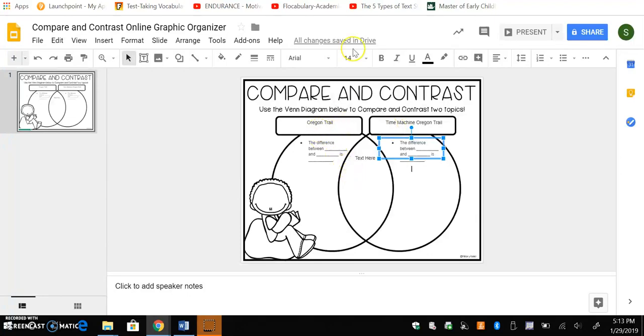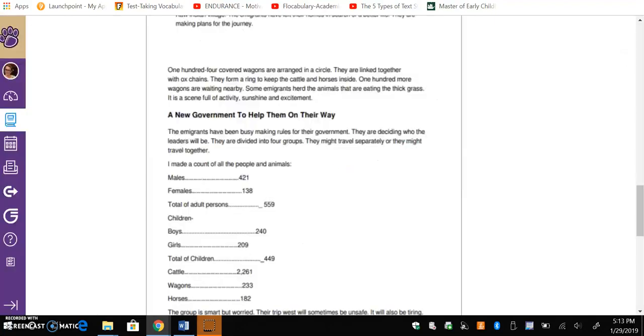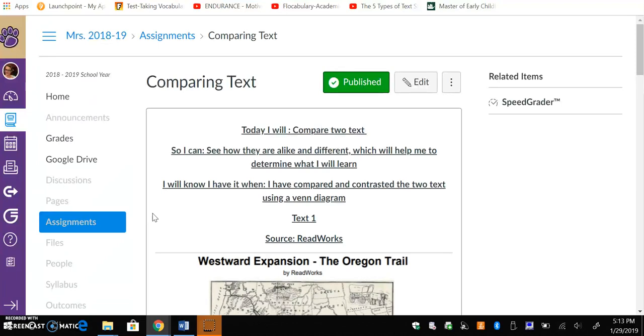So today, friends, you're going to make sure that you're comparing two texts. You're doing this so you can see how they're alike and different. You're going to know you have it today because you will have compared the two texts. So just make sure that you get this done today, because tomorrow we're really going to dig deep into these texts and really begin to analyze them.